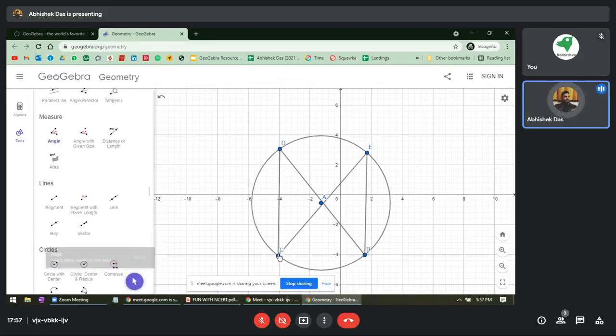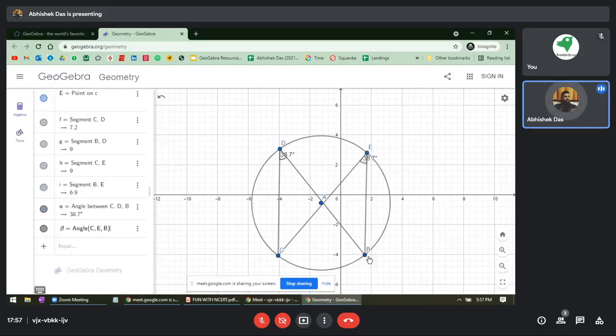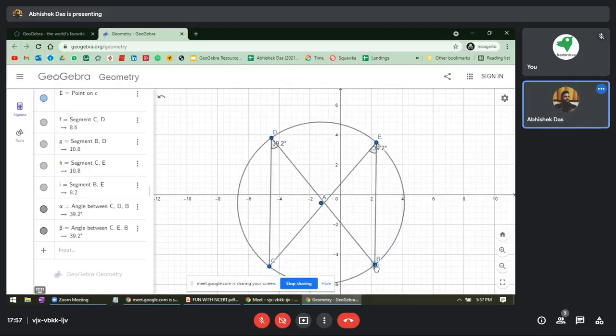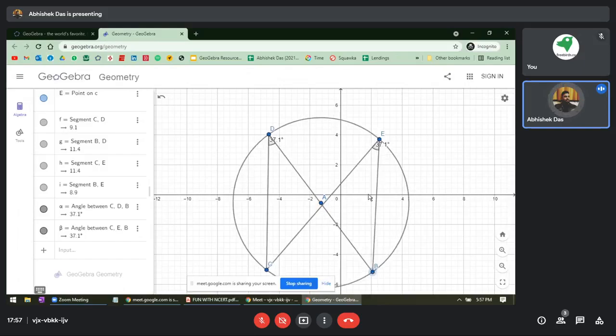Let's check the angle CDB. It is equal to 38.7, and CEB should also be equal to 38.7. There, right? Now I can move this arc out here, and you can see the angles are equal. This angle D and angle E are always equal, right?